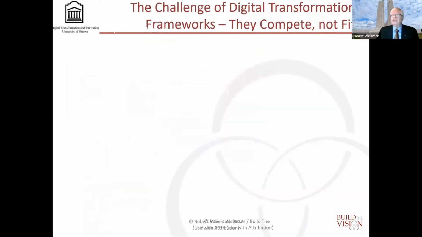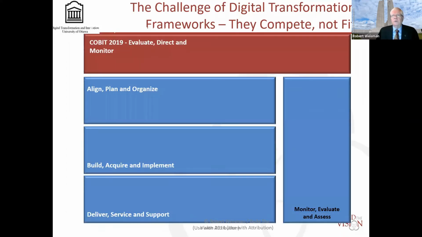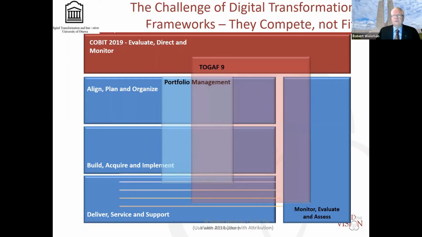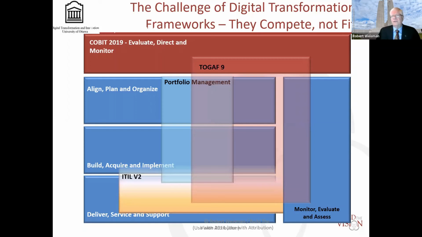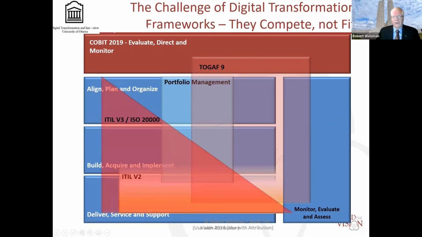So, challenges of digital transformation frameworks. This is another one that you basically have to take a look at. A lot of these frameworks like COBIT, where you align, plan, and organize, build, acquire, and implement, deliver service and support, monitor, evaluate, and assess. It's not just that I'm ISACA, but that's a good framework for figuring it out. You've got TOGAF in there. You've got the portfolio management standards. You've got the ITIL standards, V3. It's up to V3 or V4, all of ITIL V3 is basically overlapping.